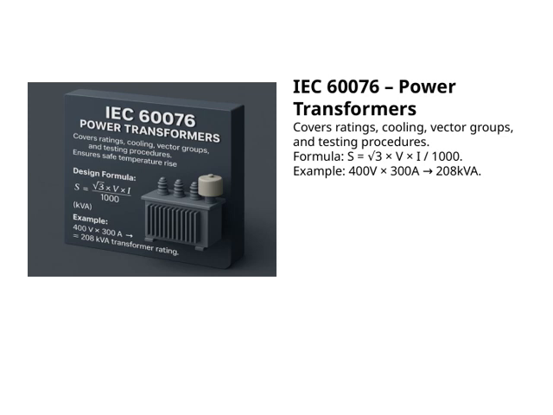For example, when calculating the apparent power, or kVA, we use the formula S equals the square root of 3 times the voltage times the current, divided by 1,000 to convert to kilovolt amperes. So, if we have a transformer operating at 400 volts and carrying 300 amps, the apparent power would be 208 kilovolt amperes. This example helps us see how the formula applies in real-world scenarios, emphasizing the importance of proper ratings and testing to ensure safety and efficiency in power systems.